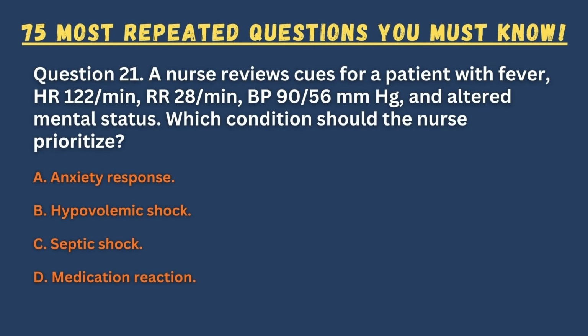Question 21. A nurse reviews cues for a patient with fever, heart rate 122 per minute, respiratory rate 28 per minute, blood pressure 90/56 millimeters of mercury, and altered mental status. Which condition should the nurse prioritize? A. Anxiety response. B. Hypovolemic shock. C. Septic shock. D. Medication reaction.